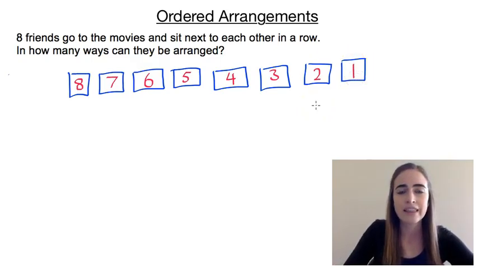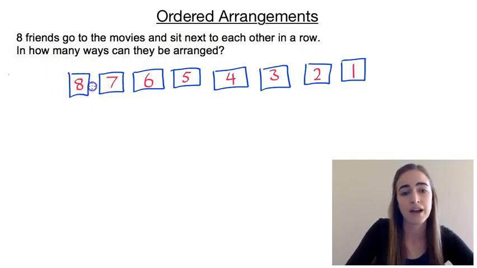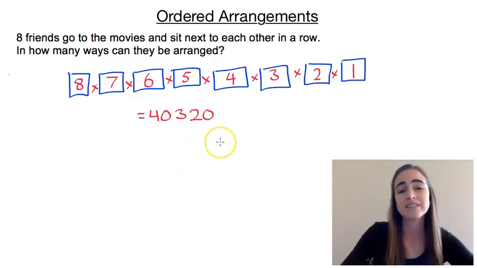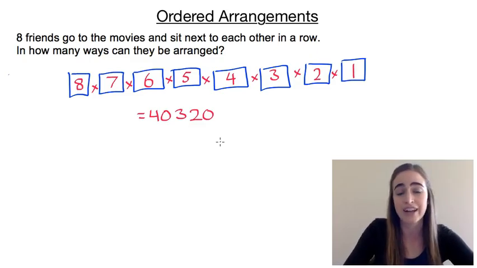So in one of our other lessons, we'll look at the multiplication counting principle, which says that if we want to find how many possibilities there are in total, we're going to multiply the number of possible outcomes at each step. So there were 8 possible outcomes there, 7 at the next one, 6, 5, 4, 3, 2, and 1. So we're going to multiply all of those numbers together. And if we do that, we'll have 40,320. So there are 40,320 possible different arrangements of those 8 friends sitting next to each other in the movies.